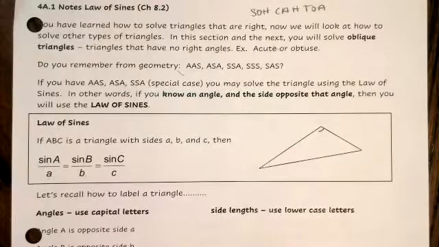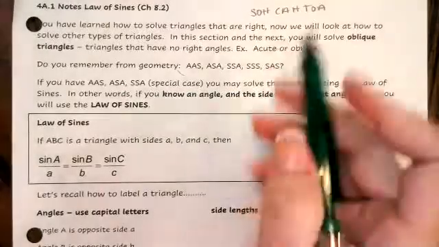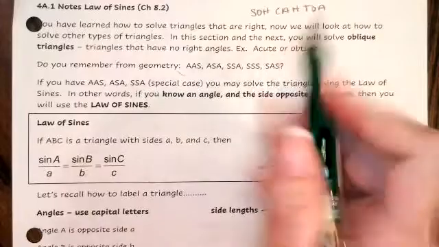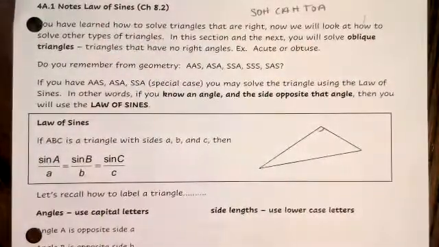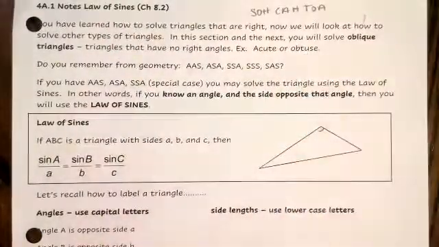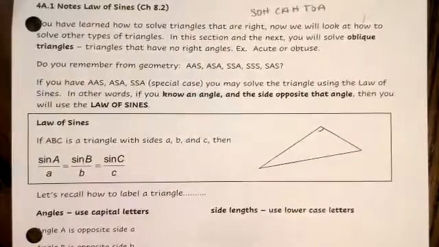So in this section, we're going to move to oblique triangles, and that's triangles that have no right angles. We'll see triangles that are acute, which means that they have smaller than 90-degree angles, and obtuse, which are bigger than 90-degree angles.